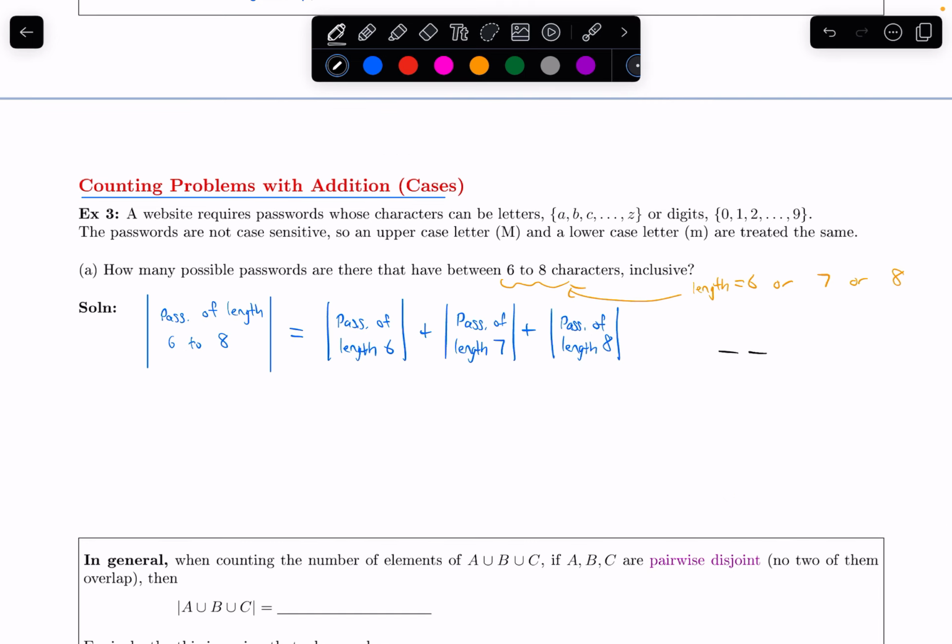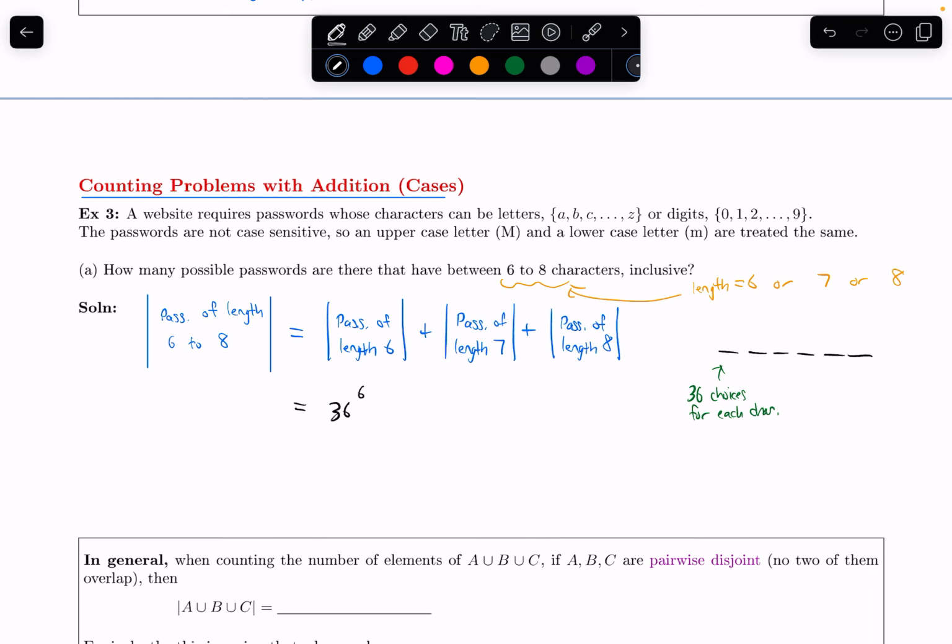So how many passwords are there that have length 6? Well, I'm going to be thinking about passwords that have 6 characters. And for each character, I could be inserting a letter, so there's 26 choices for a letter, or a digit, and there's 10 choices for those. So that means there's 36 choices for each character. For passwords of length 6, I'm going to be taking 36 choices here times 36 choices here times 36 choices here and multiplying those together.